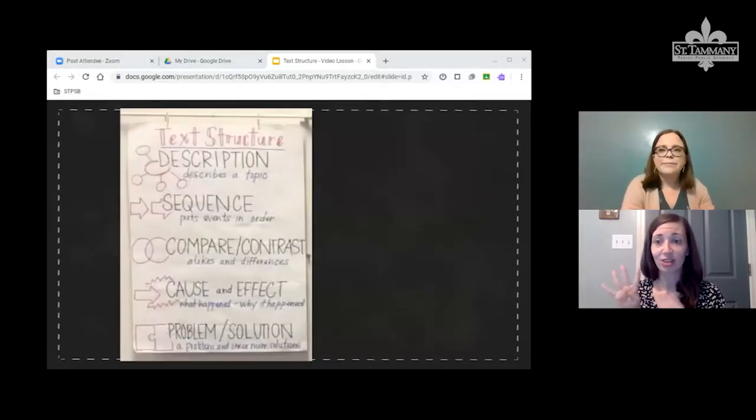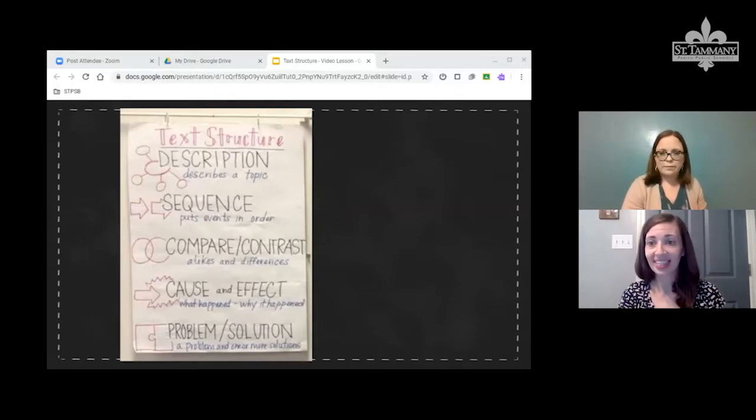Our fourth text structure is cause and effect. So our hand motion for cause and effect, if you hold your bottom hand down here really low and your top hand really high, and you say cause and effect, you're gonna say what happened and why it happened. So our texts are gonna tell us about an event that happened and then what caused it to happen. Why did it happen? Let's take a look at an example.